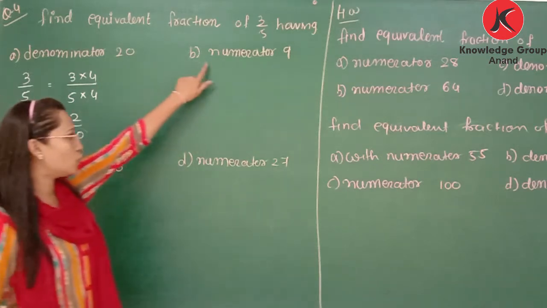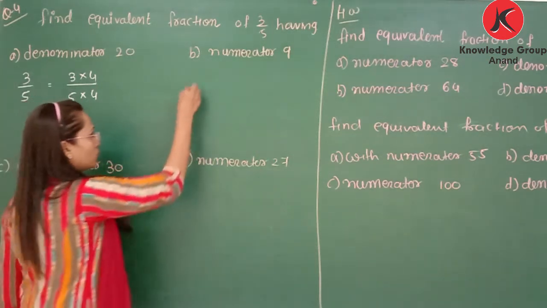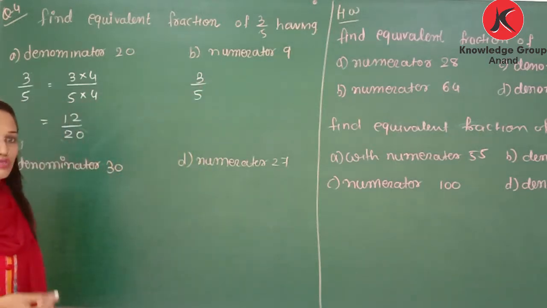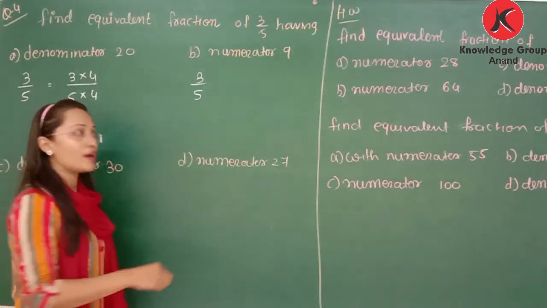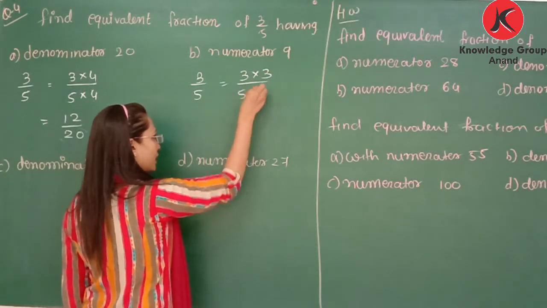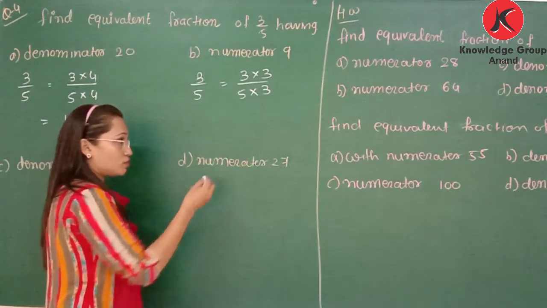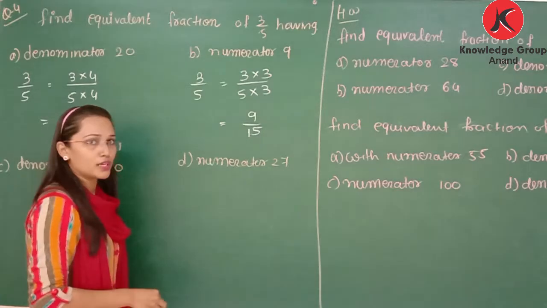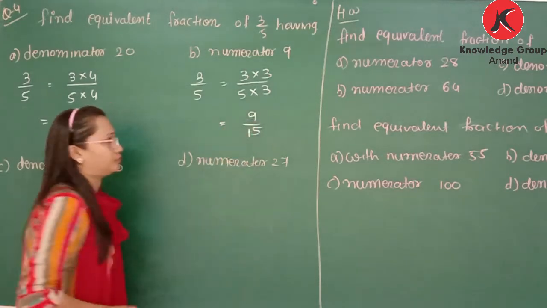Now second, numerator 9. So we have 3 by 5. How can we get 9 from 3? So we should multiply the denominator also with 3. So it is 9 by 15. So this is the equivalent fraction with numerator 9.